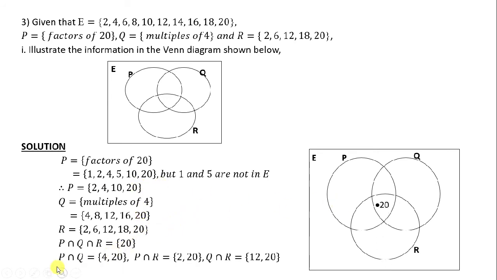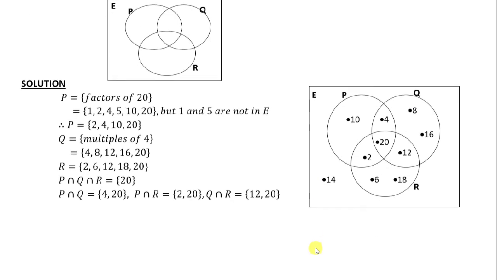Then we have P intersection Q. There's a 4 which is common. We have P intersection R. We have a 2 which is common, and Q intersection R has a 12 which is common. So we'll place them like that. Whatever has remained in set P will be placed there. This is the region P only, and that is the region Q only. So we have 8 and 16. R only, we have 6 and 18. But this is not complete. We have to go back to our universal set. Whatever has remained will have to be put in the complement of P, Q, and R, which is outside the sets.